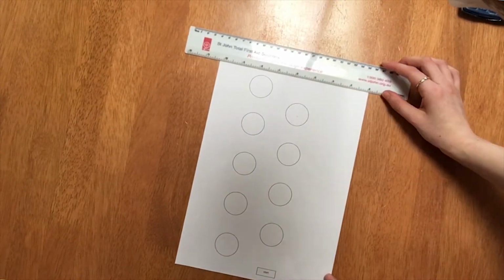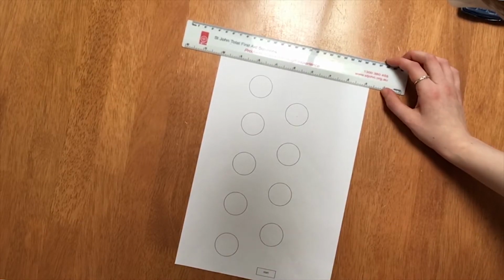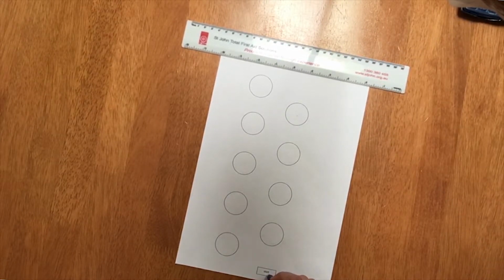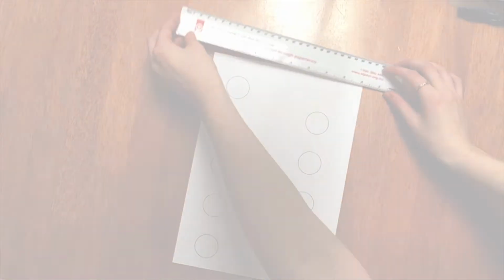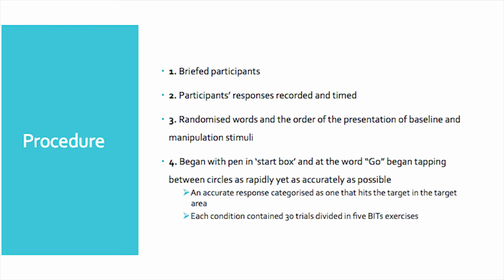The research team all used the same words, which included 80 items equally divided between food and sport. We all used the same online randomizer to produce a randomised set of words that would be posed to each participant. Participants were all asked to perform the exercise with their preferred hand, with target sheets being fixed to the table to prevent displacement. Participants were then instructed to begin with their pen on the start box, and at the word go, begin tapping between the circles as rapidly yet as accurately as possible.